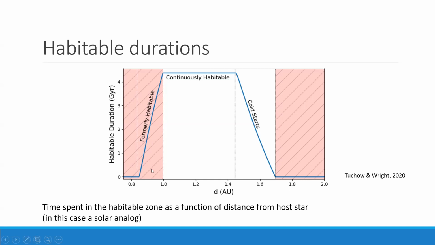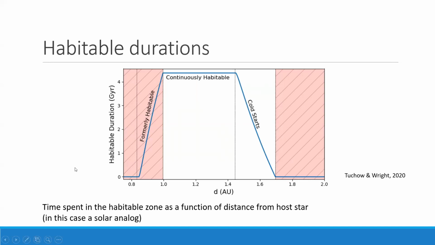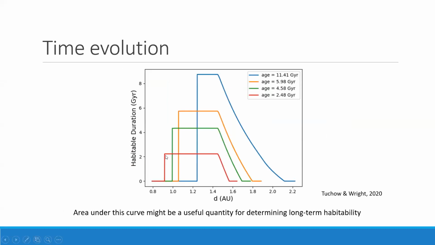And these red regions are regions that are outside the habitable zone, some of which contain planets that used to be habitable but are no longer habitable. So also, this curve is for a solar analog at the current age, and as a star evolves, so too does this curve. So this is for a solar model evolving in time.